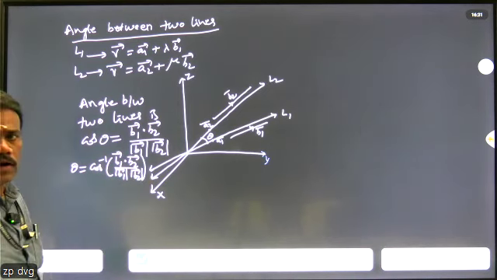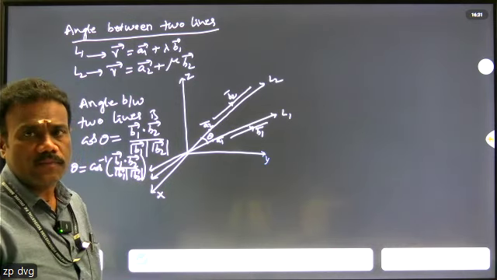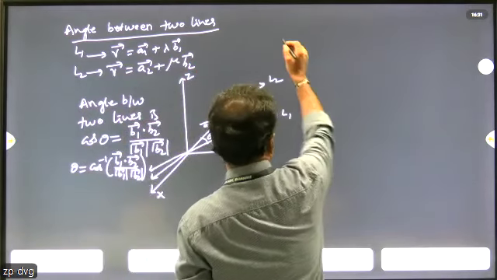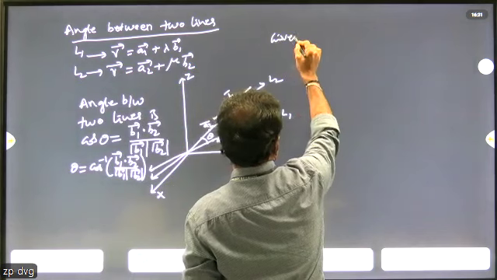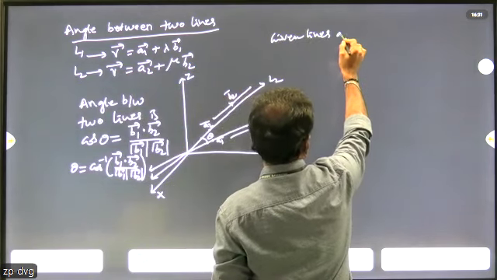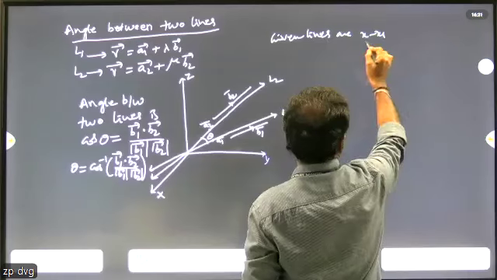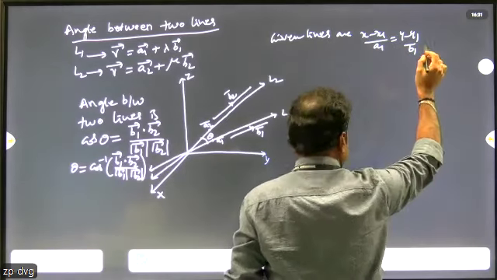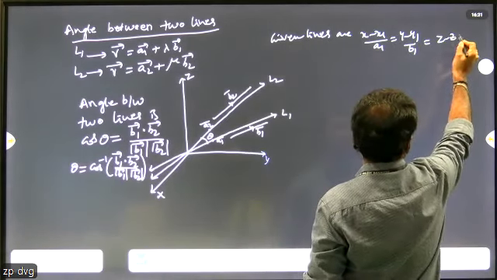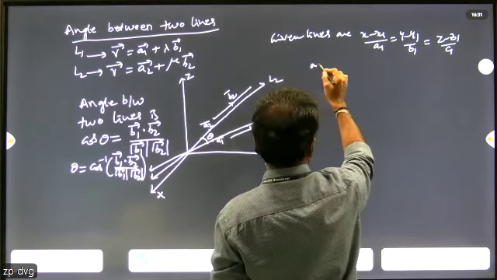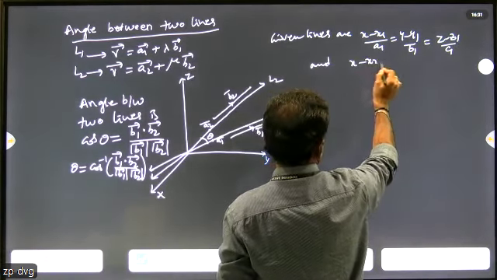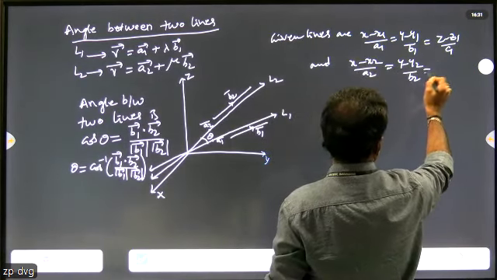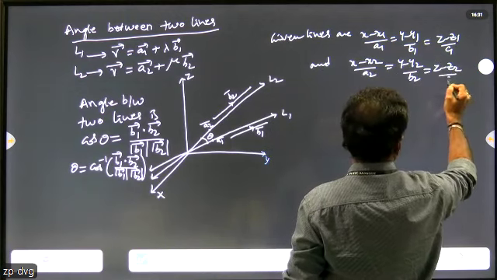This is the formula for finding the angle between two lines when vector equations are given. Now, when Cartesian equations are given, suppose the given lines are x minus x1 by a1 is equal to y minus y1 by b1 is equal to z minus z1 by c1, and the second line x minus x2 by a2 is equal to y minus y2 by b2 is equal to z minus z2 by c2.